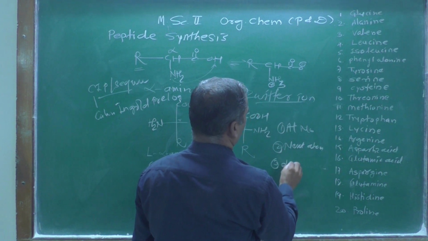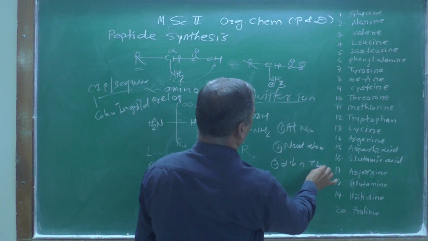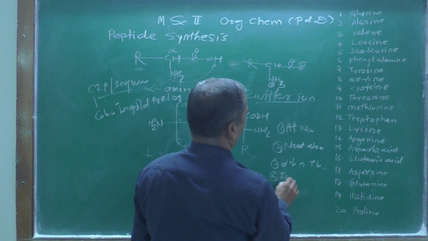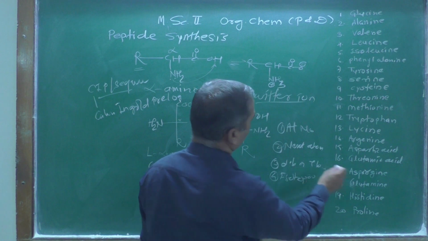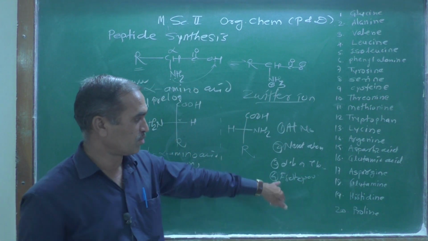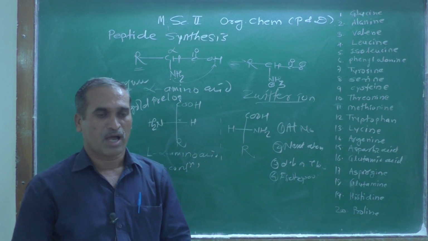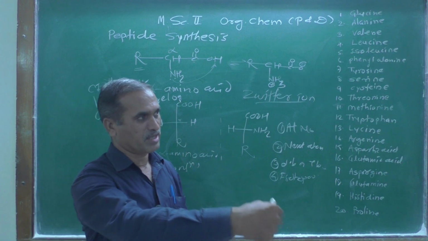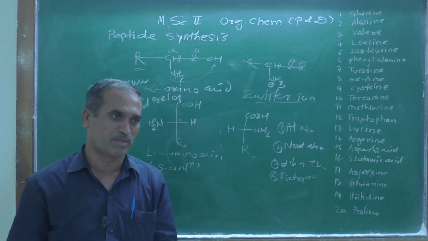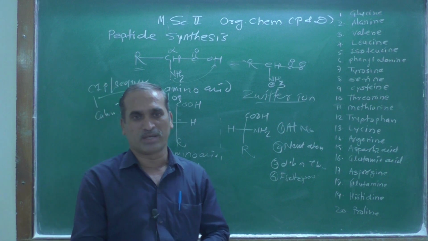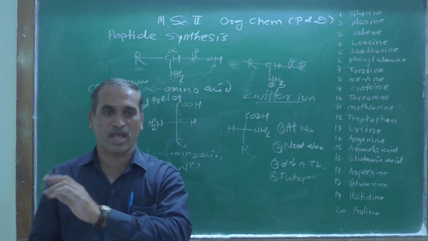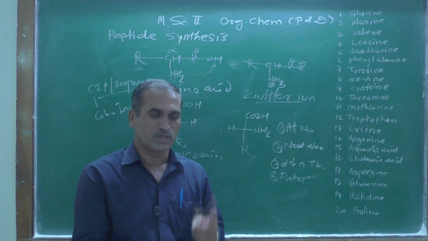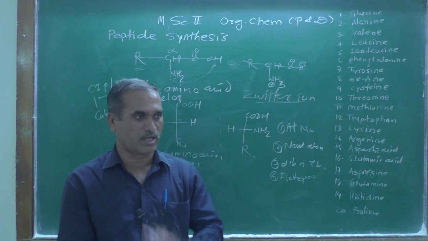Third one is a double bond or triple bond, and fourth one is isotopes. As we know, isotope means what? Isotopes have the same atomic number, but their mass numbers are different. For example, hydrogen has three isotopes: hydrogen, deuterium, and tritium.